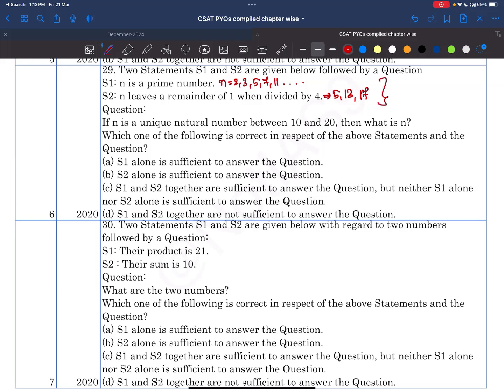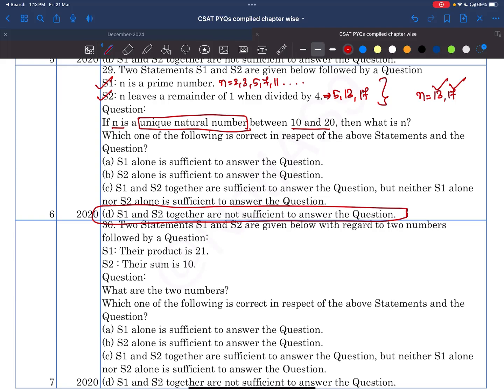The question says N is between 10 and 20. That means by taking statement 1 and statement 2, what are all the possible values of N? It should be a prime number, right? And it should be between 10 and 20. And when it is divided by 4, the remainder should be 1. The possible values will be 13, right? Next, 17. What is the question asking? It is asking for a unique natural number, right? But we are getting two numbers. Two numbers are satisfying, right? So S1 and S2 together are not sufficient to answer the question.